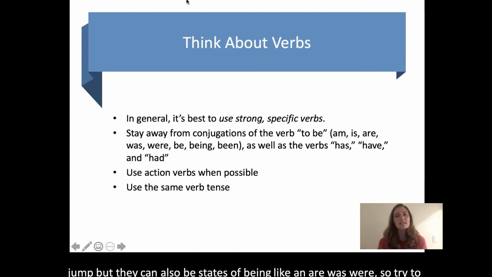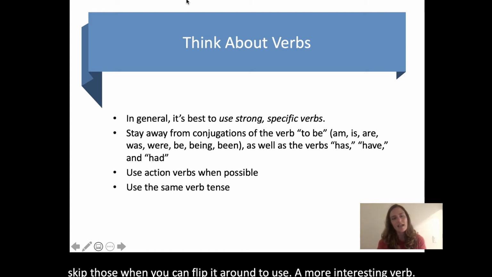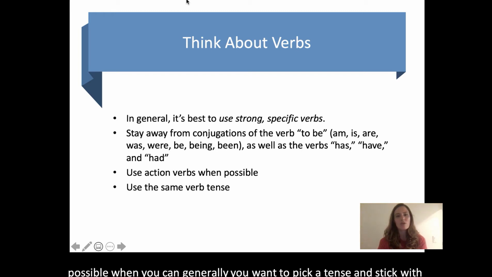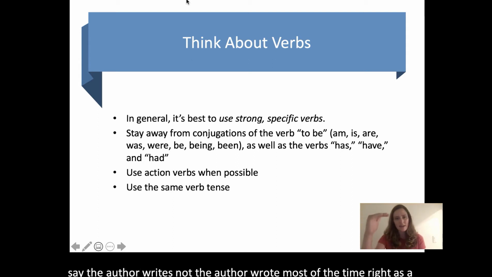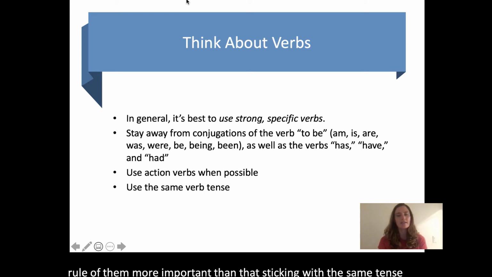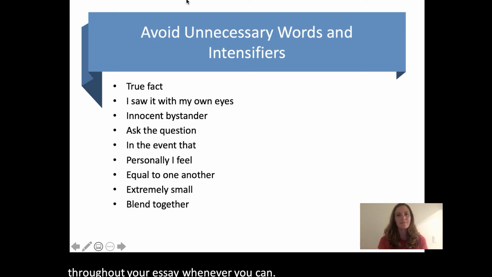And then use the same verb tense throughout your entire essay when you can. Generally, you want to pick a tense and stick with it. Typically, for essays in English classes, you use what's called the literary present. Even in this class, where we're not really writing about literature but about rhetoric, we want to use the present tense. So we would say the author writes, not the author wrote. Most of the time, as a rule of thumb. More important than that, stick with the same tense throughout your essay whenever you can. So be consistent with your verb tense.